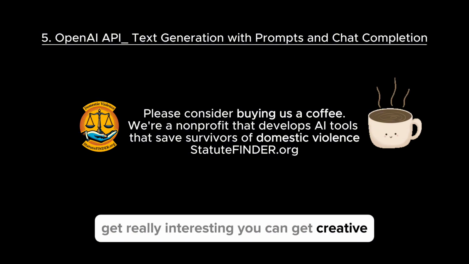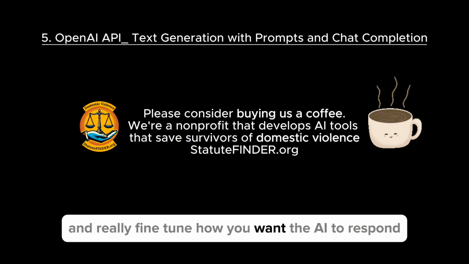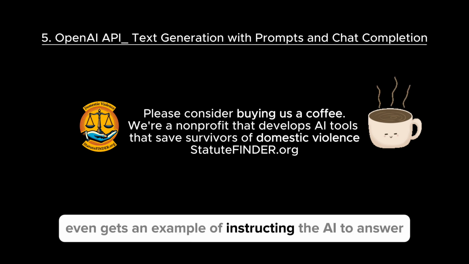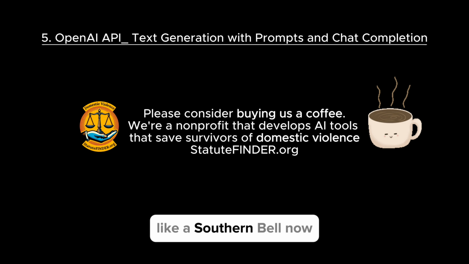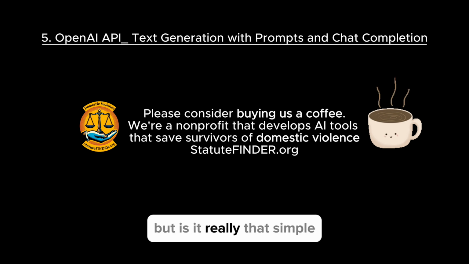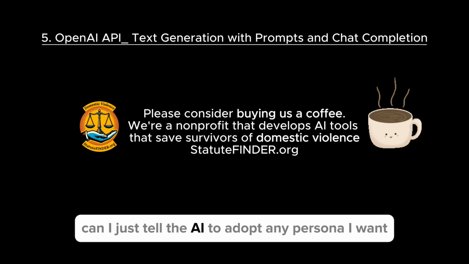You can get creative and really fine-tune how you want the AI to respond. The source even gives an example of instructing the AI to answer like a Southern belle. Now that's what I call adding some personality to the mix. But is it really that simple? Can I just tell the AI to adopt any persona I want?